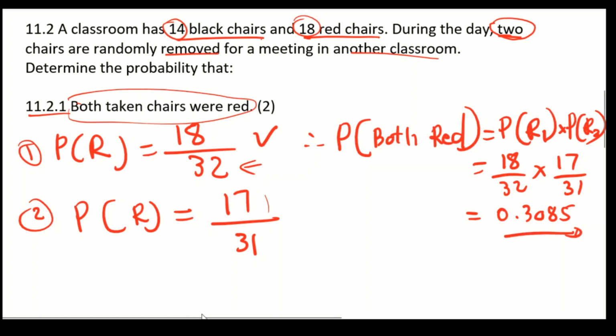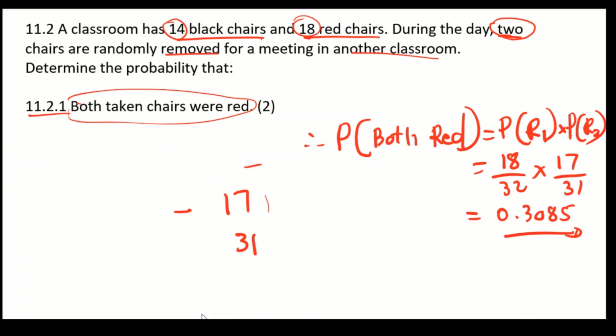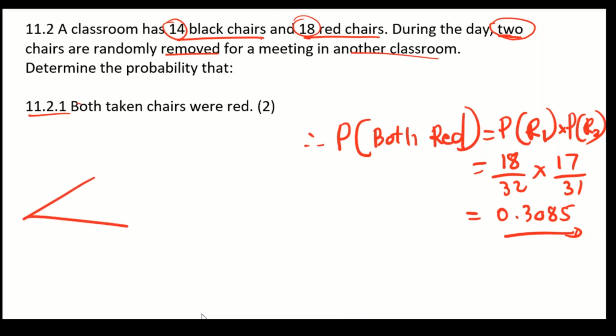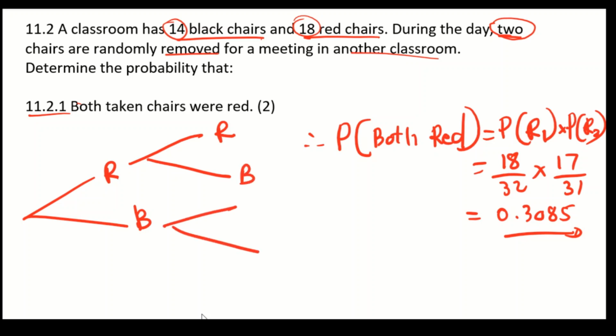But now I was mentioning a tree diagram. You can do this with a tree diagram. It makes your life a bit easier. So you can have your tree diagram like this, where you have your red, you have your blue, and then another branch here where you have your red and your blue. Another branch here, red and blue, right?